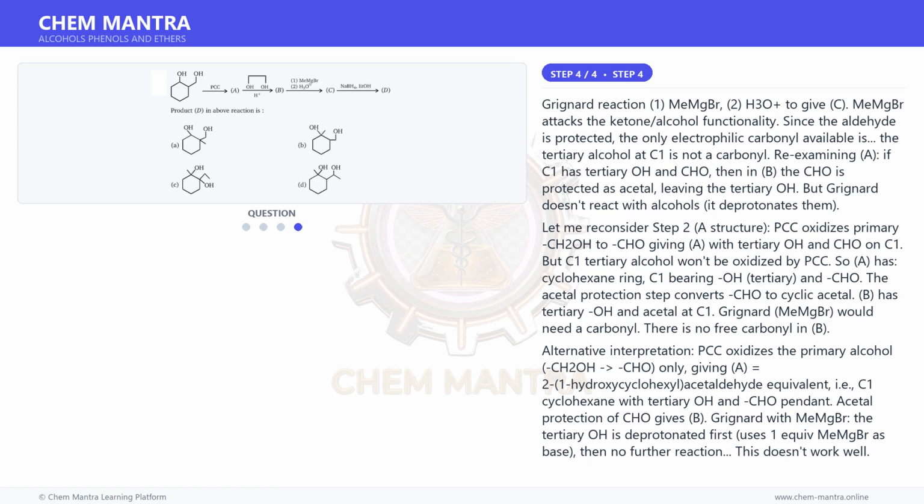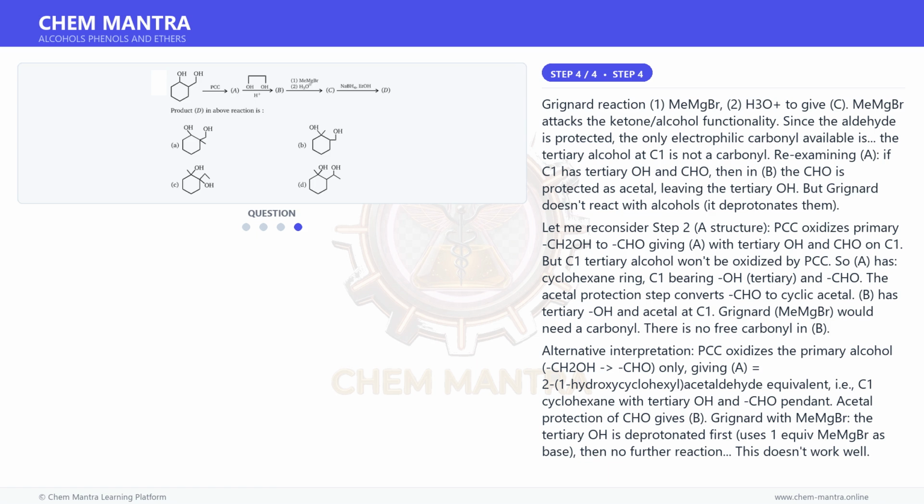MeMgBr, then H3O+. MeMgBr cannot add to a protected aldehyde. The acetal is unreactive to Grignard. The tertiary OH gets deprotonated. No useful product. There must be a different reading.